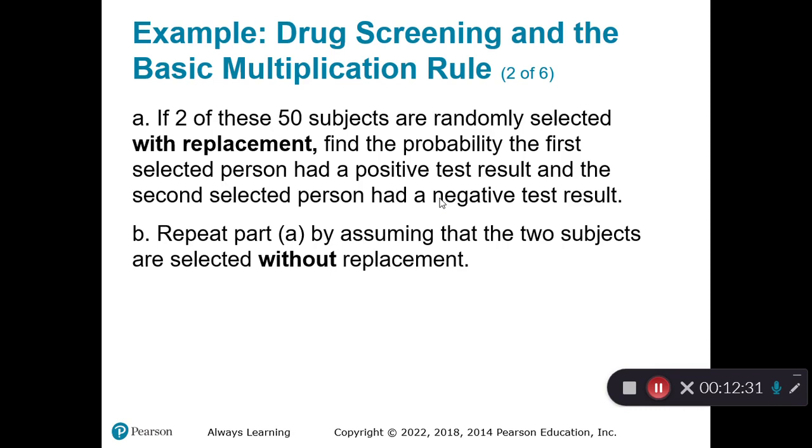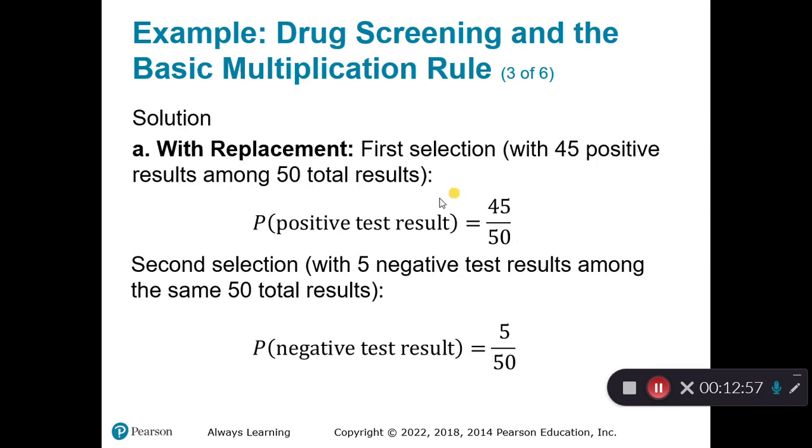a second time. In part B of this problem, we're going to repeat that calculation, but we're going to assume that the 2 subjects are selected without replacement. So once the first person is selected and we make note of whether the test result was positive or negative, that individual will not be returned to the group of 50, so there will only be 49 people left to choose from. So let's look at part A of this problem.